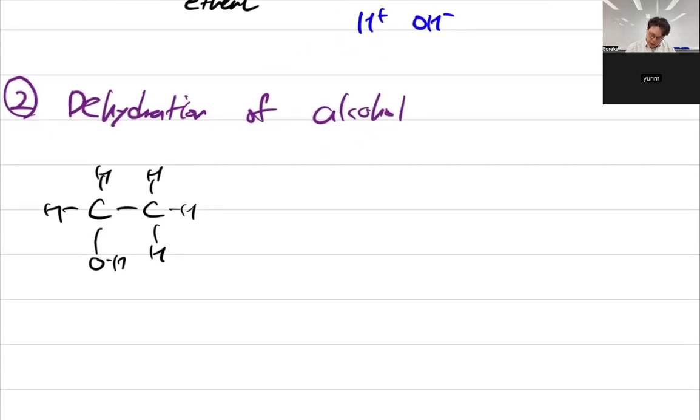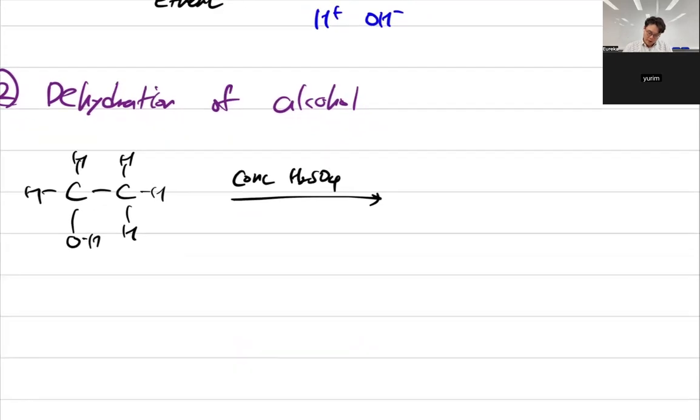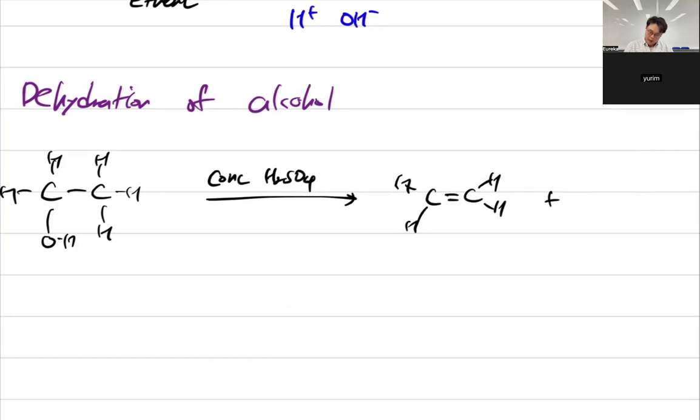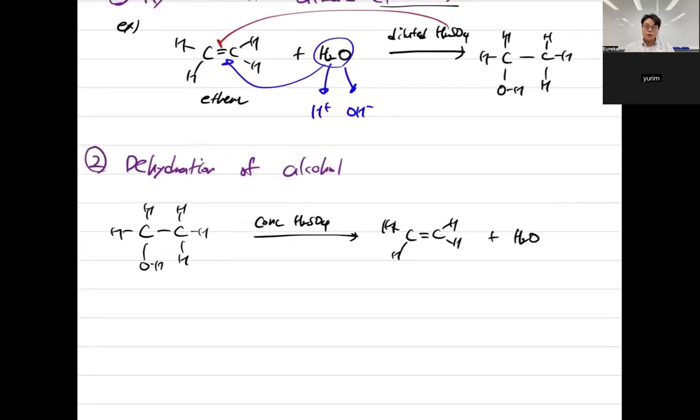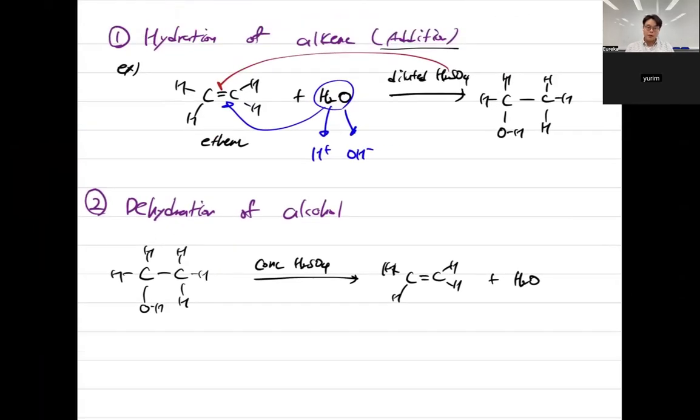And it doesn't really require anything else. We just need concentrated H2SO4. As a result of that, we're now getting the ethene back, with some water coming out as a result of this dehydration process. Okay, any questions for the hydration or dehydration of the alcohol?